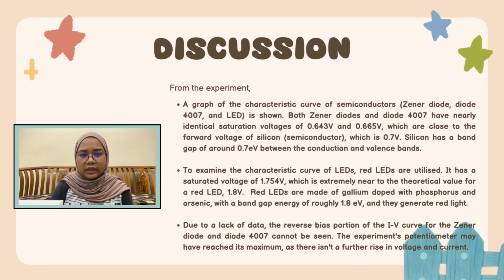Due to the lack of data, the reverse bias portion of the IV curve for the Zener diode and diode 1N4007 cannot be seen. This is because the experiment's potentiometer may have reached its maximum, as there isn't a further rise in voltage and also current.